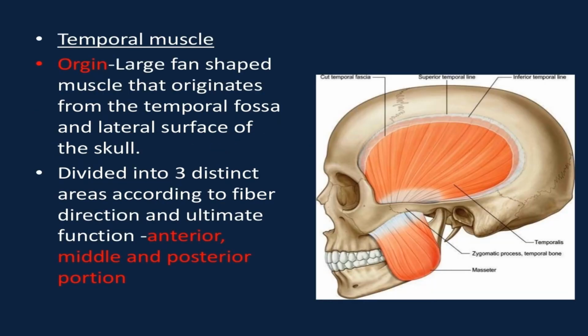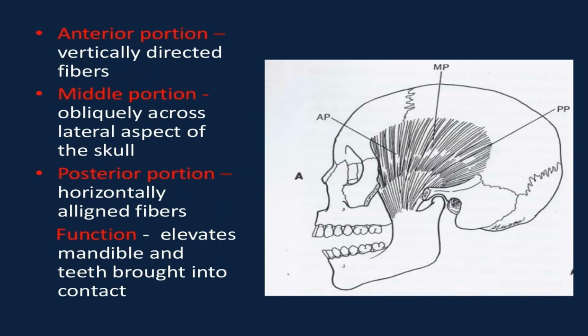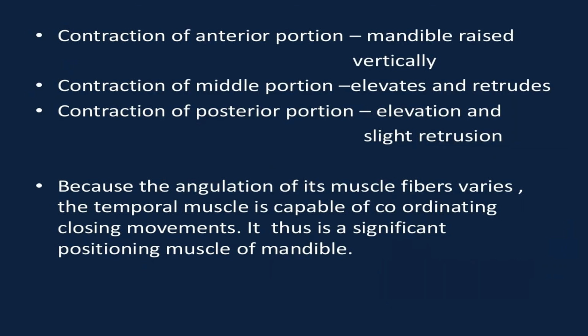Temporal muscle origin: a large fan-shaped muscle that originates from the temporal fossa and lateral surface of the skull. It is divided into three distinct areas according to fiber direction and ultimate function: anterior, middle, and posterior portions. The anterior portion has vertically directed fibers. The middle portion runs obliquely across the lateral aspect of the skull. The posterior portion has horizontally aligned fibers. Function: it elevates the mandible and brings teeth into contact.